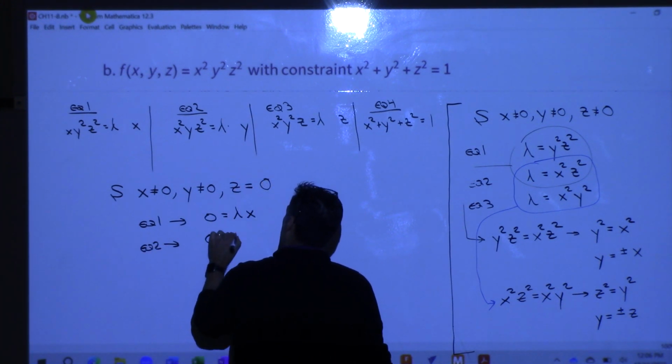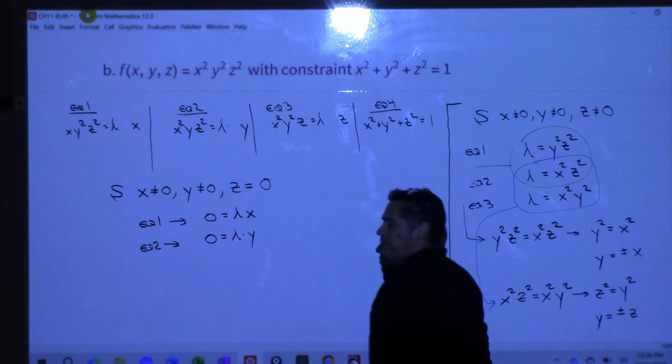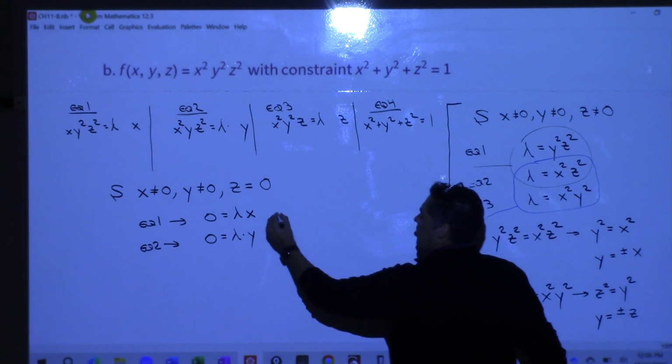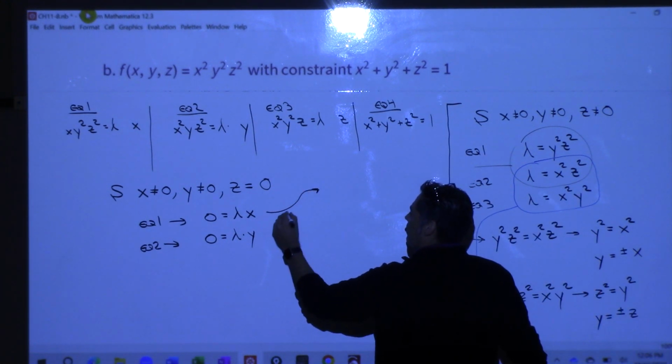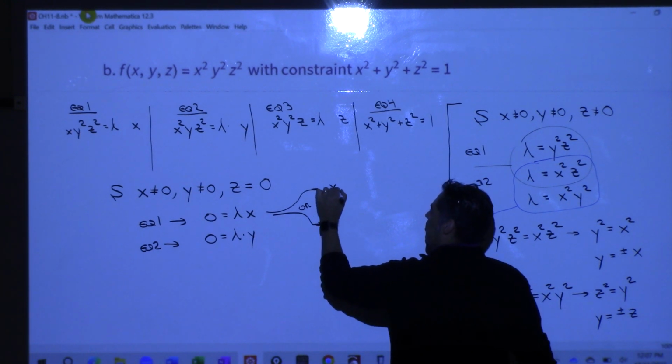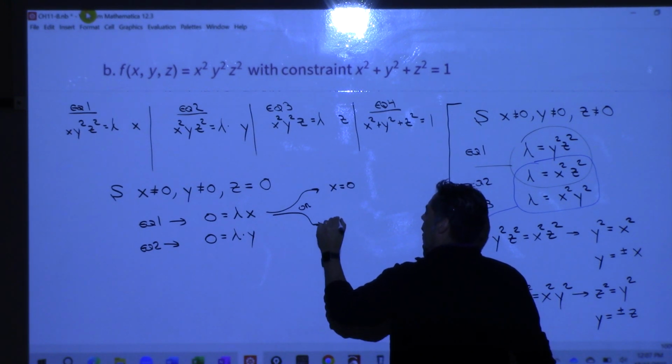0 is equal to lambda times y, right? That would be the case. Now, each of those are two different scenarios, aren't they? So let's look at this. This means that either x is 0 or lambda is 0.